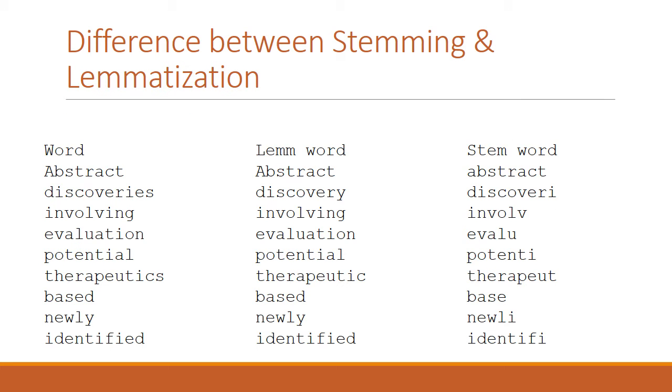Here are some examples of the differences between stemming and lemmatizing. If the original word is discoveries, the lemmatized word is discovery, whereas the stemmed word is DISCOVERI. Involving, the lemmatized word is involving, and the stemmed word is involve. So this just gives you an idea of the difference between lemmatization and stemming.